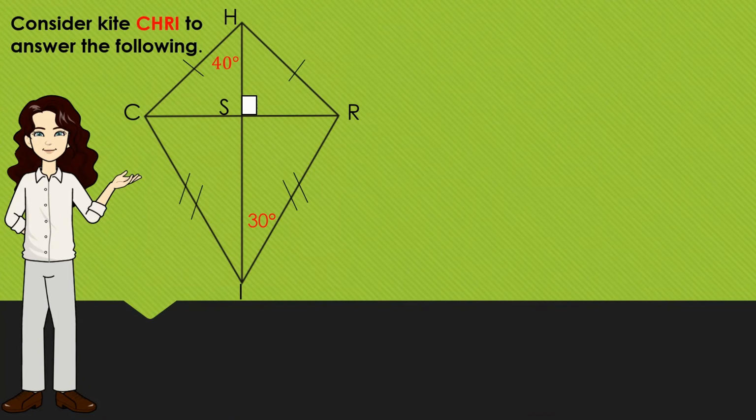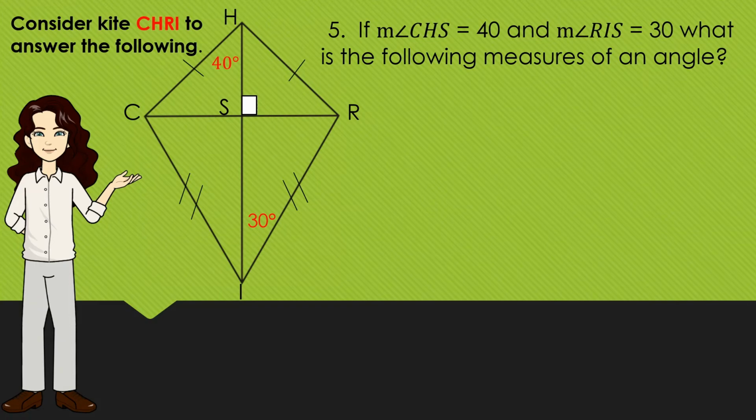Also consider the kite CHRI to answer the following. So, number 5, the measure of angle CHS. So, where is angle CHS? So, the measure of angle CHS is 40 degrees. And the measure of angle RIS is 30 degrees. What are the following measures of an angle?